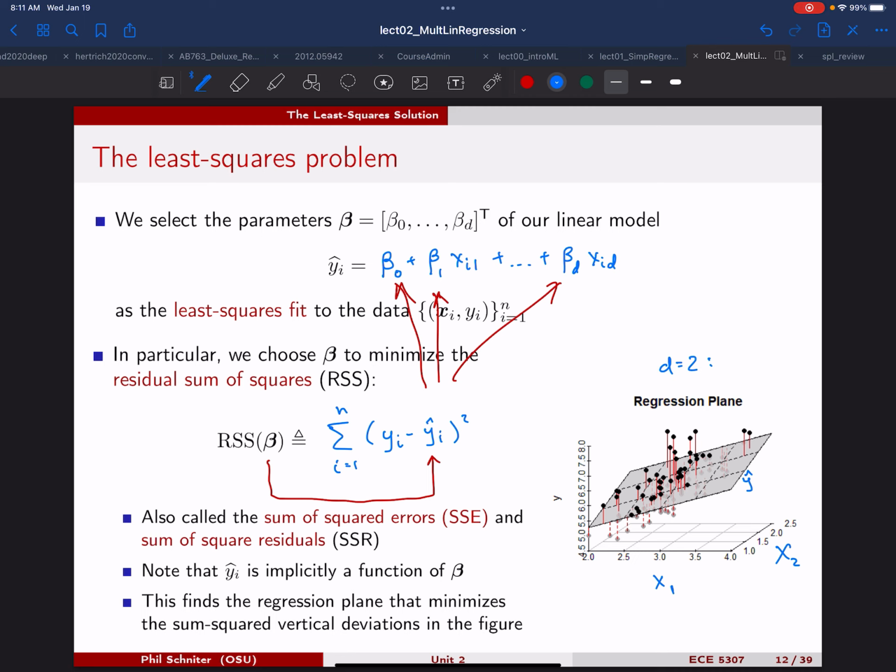And if you want to visualize the residual yi minus y hat, those are the red lines. And so what we're saying is make the sum of the squared red lines as small as possible. Move the plane around until it's sitting so that the sum of squared errors is as small as possible.